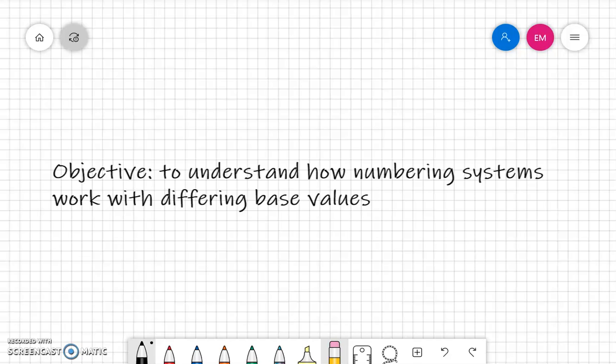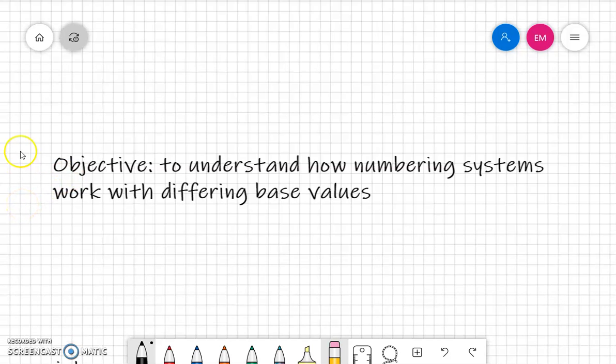Hello there, class. Today we're going to look at numbering systems, and specifically we're going to get an idea of how those numbering systems work. We have some different numbering systems that we work with, and they have what we call different base values. We're going to understand a little bit about that.